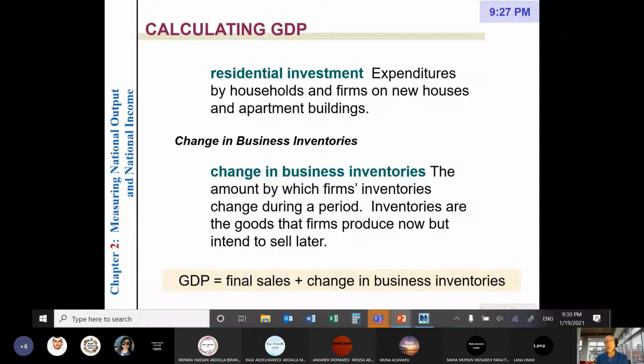Okay, in poor countries, which category is most important, or which category takes most of our investment? Non-residential or residential investment? I think none.